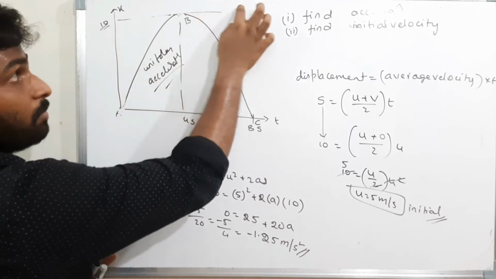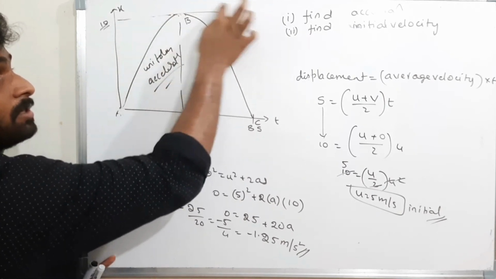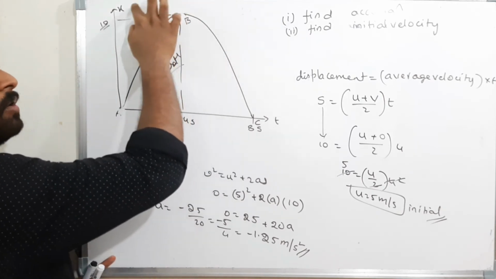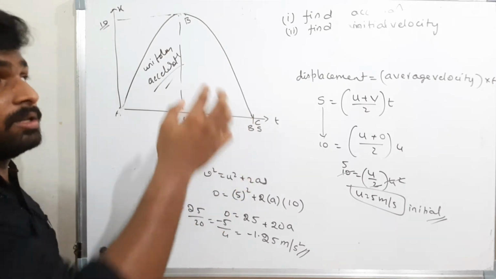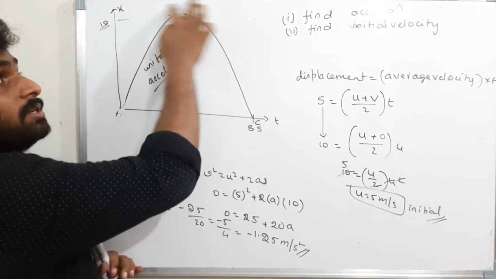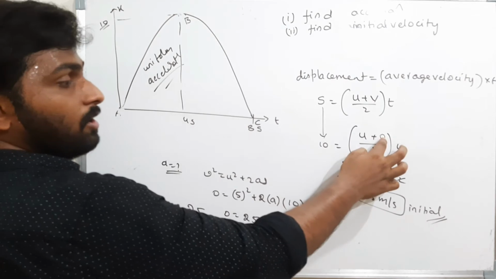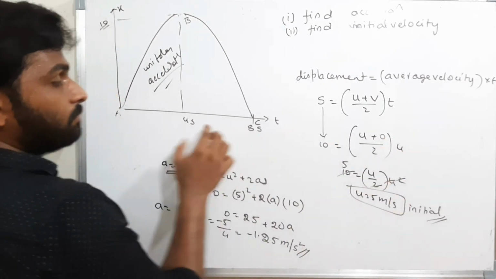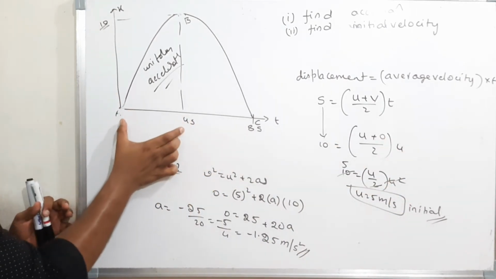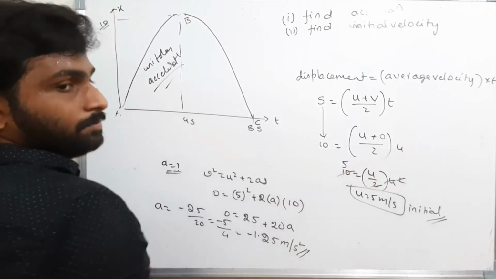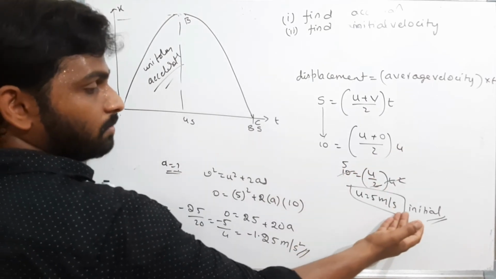If I draw a slope, at this point the slope is 0. The slope of the xt curve will give me the velocity. At this point the slope is 0, that means the velocity is 0. Therefore, my final velocity is 0, by 2 into the time. The time is 4 seconds. Now I got the initial velocity, 5 meters per second.